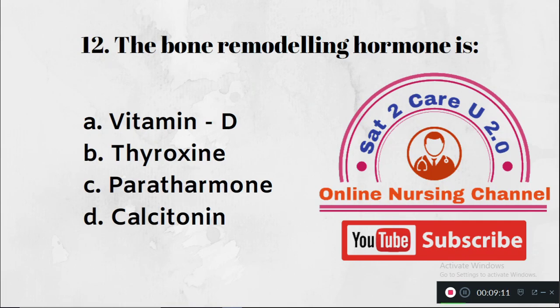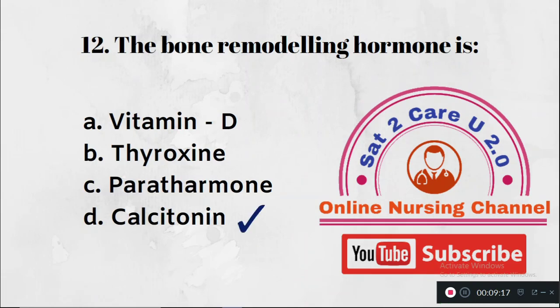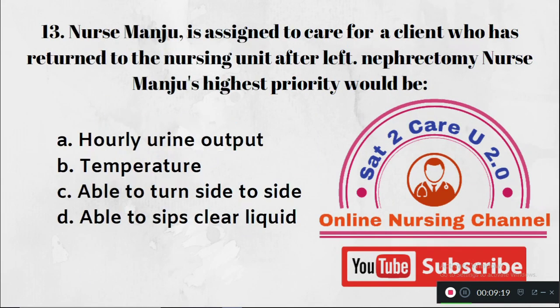Which hormone is called bone remodeling hormone? The right answer is option D calcitonin. Question number 13. Nurse Manju is assigned to care for a client who has returned to the nursing unit after left nephrectomy. Nurse Manju's highest priority would be option A, hourly urine output, option B, temperature, option C, able to turn side to side, option D, able to sip clear liquid.